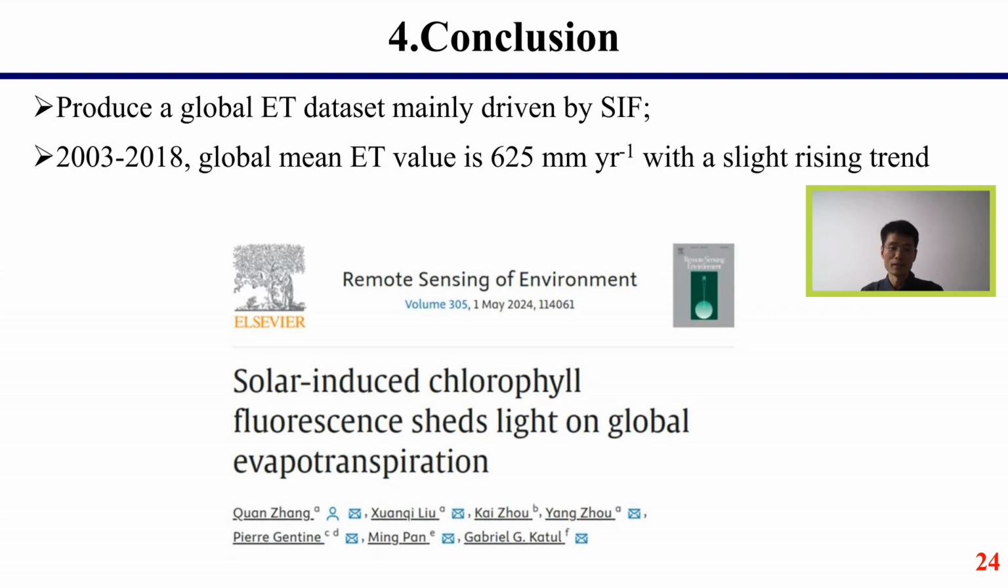Okay, let's conclude here. Our work has contributed in two aspects. The first is we produce the global ET dataset, mainly driven by SIF. To the best of our knowledge, I think this is the first evapotranspiration product using SIF. And the second is we evaluate the global evapotranspiration trend over the period of 2003 to 2018. The global mean ET value is 625 millimeters per year from our research, and there is also a slight rising trend in ET during this period.